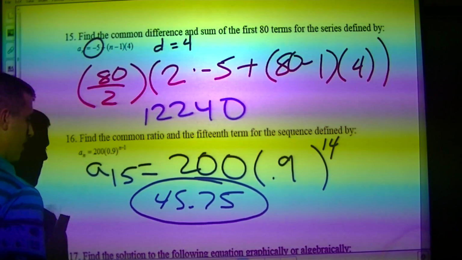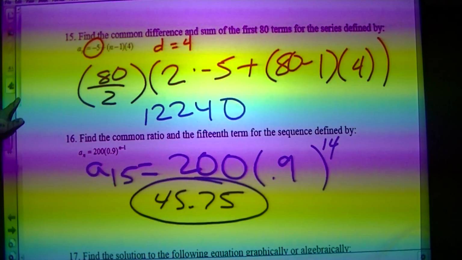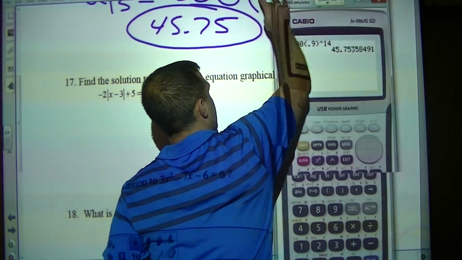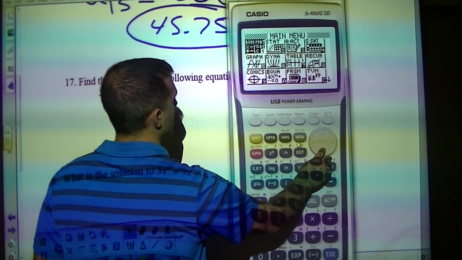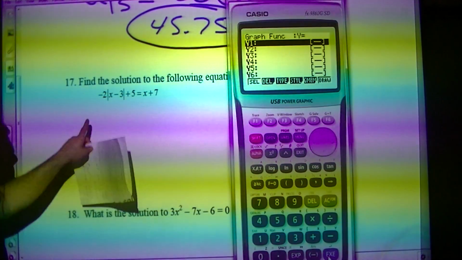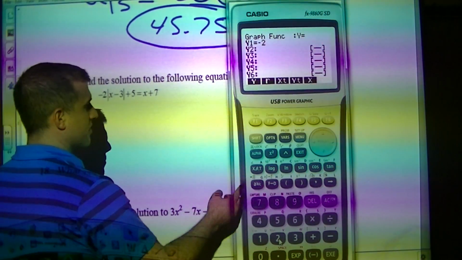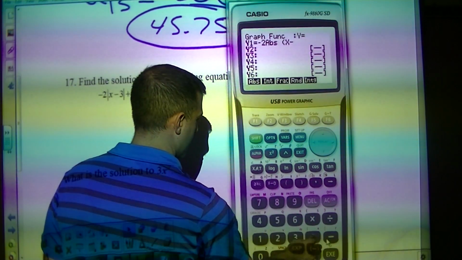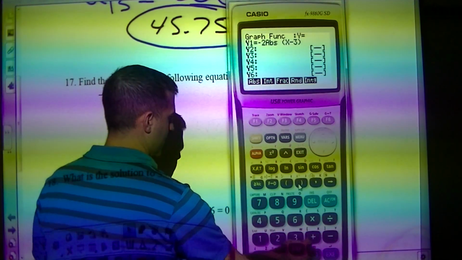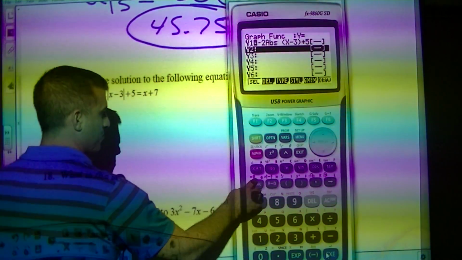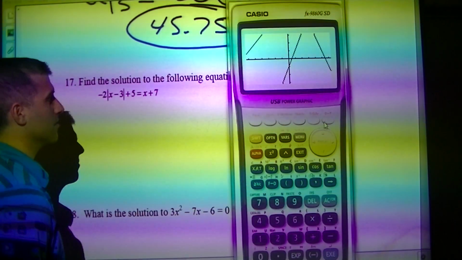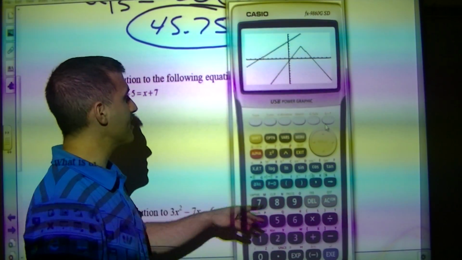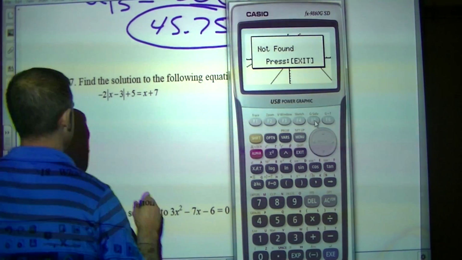45.75. Okay. All right, the last 3 problems are review problems. Find the solution graphically or algebraically. What you would do there is go into menu, then graph. Now I'm going to type the left side in: negative 2, absolute value is an option, num, ABS, in parentheses x minus 3, plus 5. The second line is going to be x plus 7. And I'm going to draw. F3, F3, exit, draw. Now, if it intersected, that's where I want to find it, but there's no intersection, so this is going to be no solution.